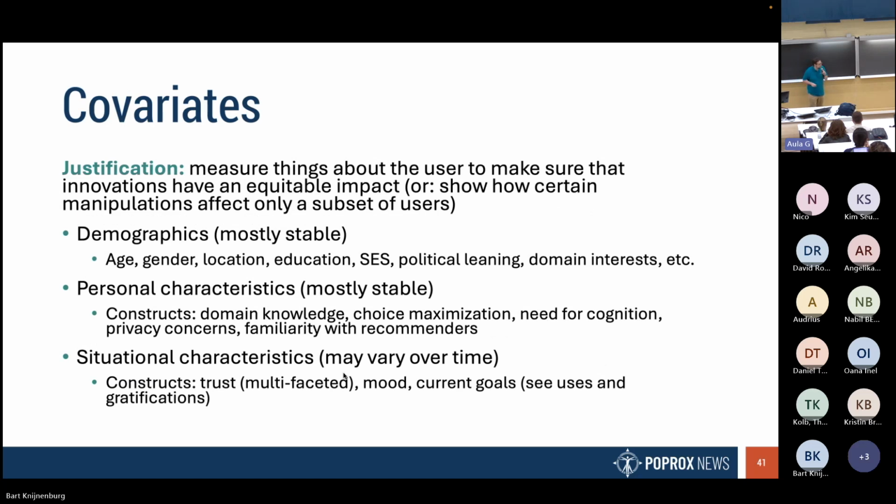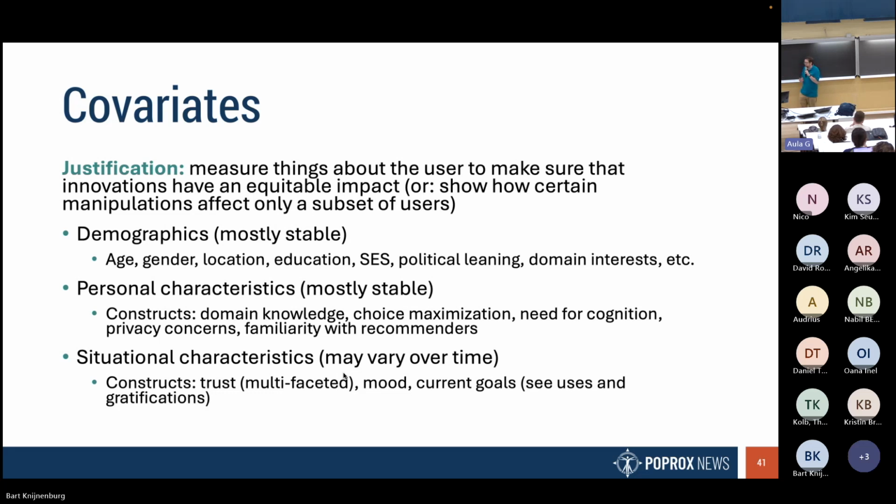And then you have to think about these boundary conditions, right? Maybe something like age and gender, location, education, affluence, political leaning, domain interests. All of these things can actually influence how people perceive your recommender system, and more importantly, the treatment that you're applying to them, right? So it's really important to measure these things, even just from a perspective of fairness, right? We do fairness in our offline evaluations. You have to do fairness in these types of evaluations as well. Making sure that your treatment actually has an equitable impact on the users that you are evaluating.